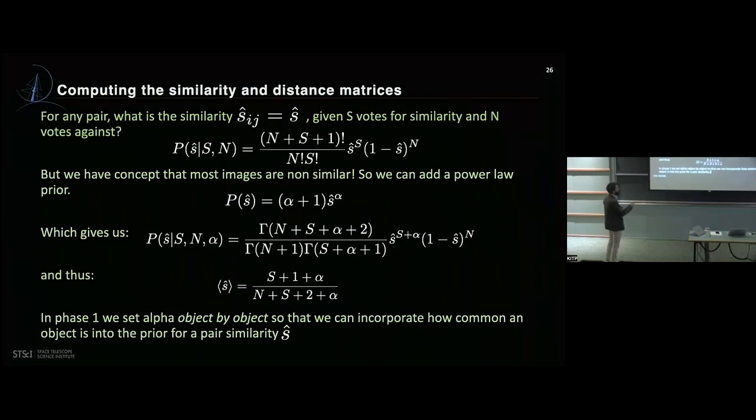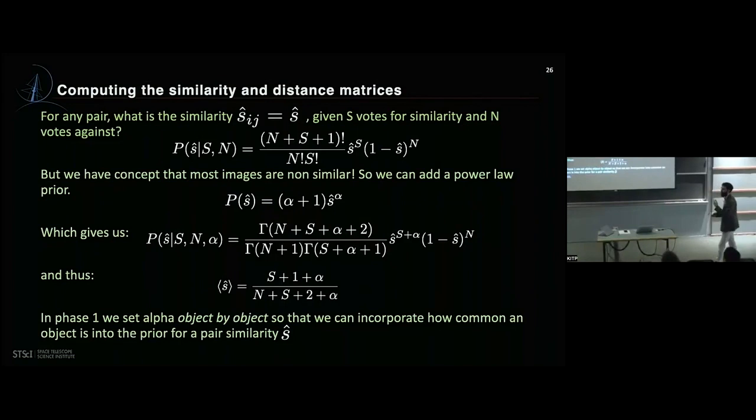I'm using s hat for similarity, given some s votes for similar and n votes against. We'll consider these symmetric. If you see the pair and you don't vote for it, that's an n. If you see the pair and you do vote for it, that's an s. Here we're using the binomial distribution to show the probability distribution function given some n and some s, the number of votes for and the number of votes against, to determine this probability.